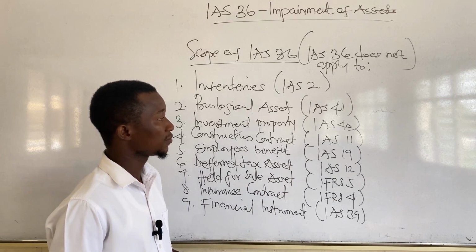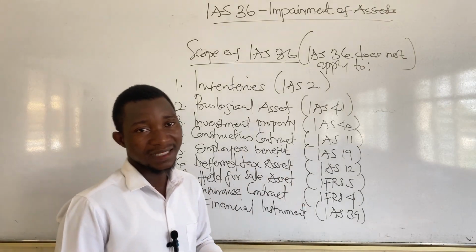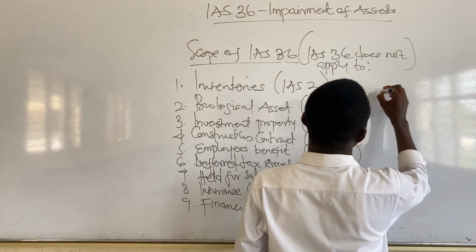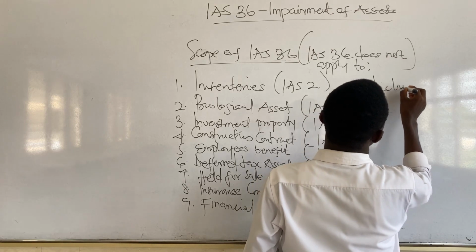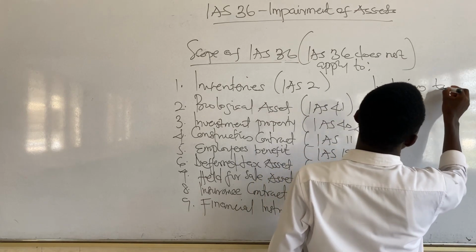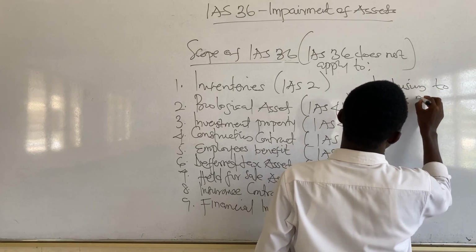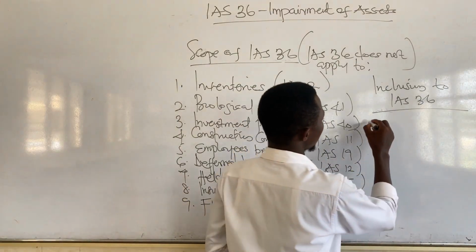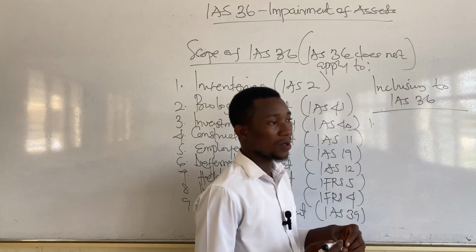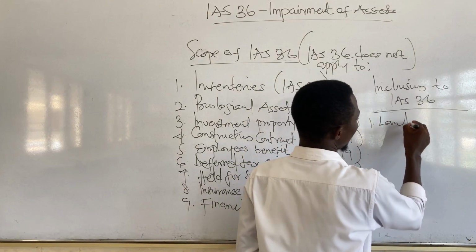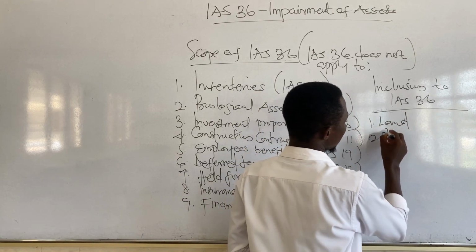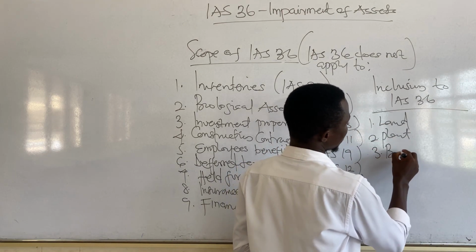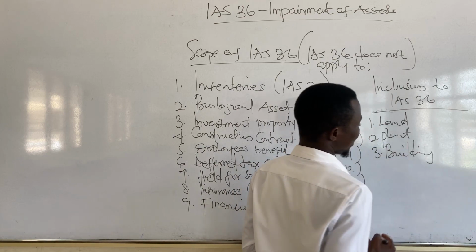For instance, the property, plant and equipment items. Is that okay? So let me say inclusion to IAS 36. So for this group of assets, we can test for impairment. That is the property, plant and equipment items. So if it is land, we can test for impairment. If it is plant, we can test for impairment. If it is building, we can test for impairment.